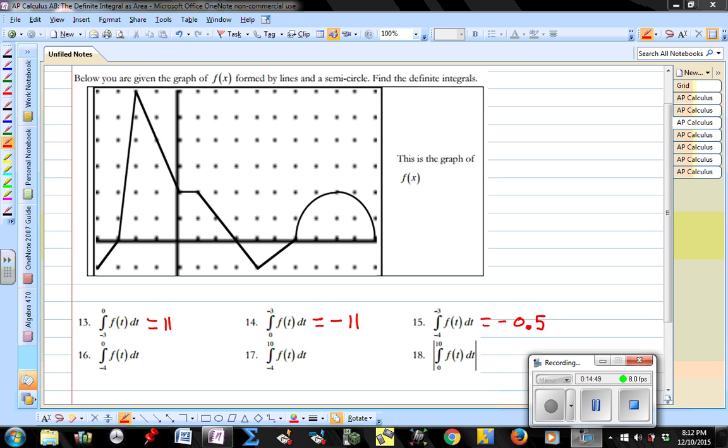Here are the answers. 13, our integral is 11. 14, the integral is negative 11. And for 15, the integral is negative 1/2 or negative 0.5. Go ahead and pause the video, discuss these as needed, and then do 16 and 17 on your own. We'll come back together for number 18 and do that one together. So pause the video, do 16 and 17, and play when you're ready to check the answers. Good luck.